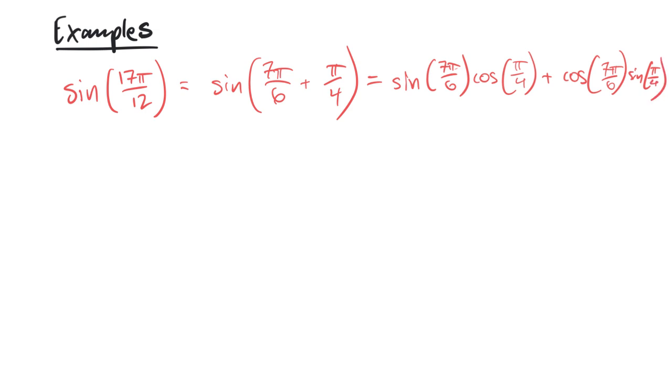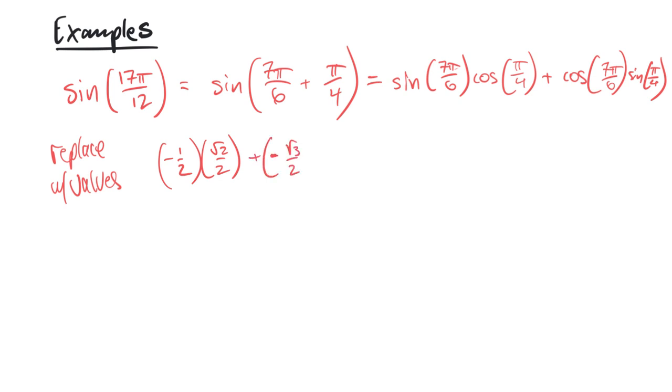All right, so let's replace with our values. Sine of 7 pi over 6 is -1/2, because we're in quadrant 3 now. Cosine of pi over 4 is radical 2 over 2. I'm going to add cosine of 7 pi over 6. It's negative radical 3 over 2, because we're in quadrant 3. Both sine and cosine are negative for 7 pi over 6. And sine of pi over 4, which is radical 2 over 2.